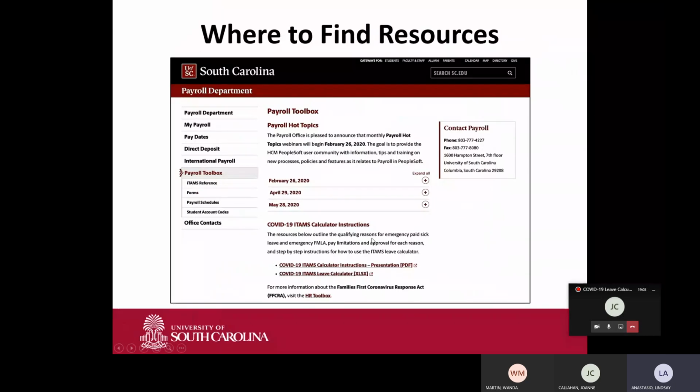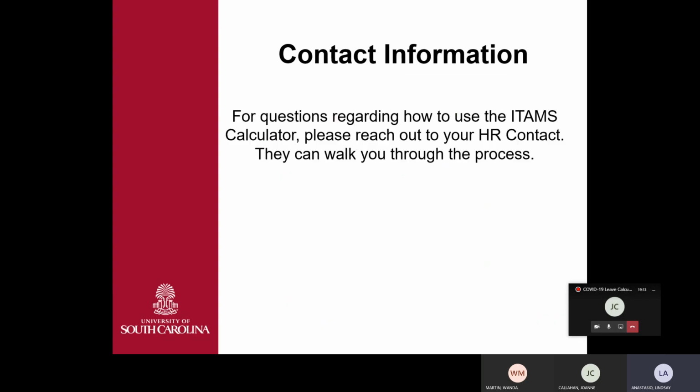These resources are on the payroll toolbox, and they'll have the calculator and the presentation available. If you have questions, you can contact your HR contact. They can walk you through this, or you can also contact the payroll office. Judy Timmons is our ITAMS coordinator, and she'd be happy to help you.